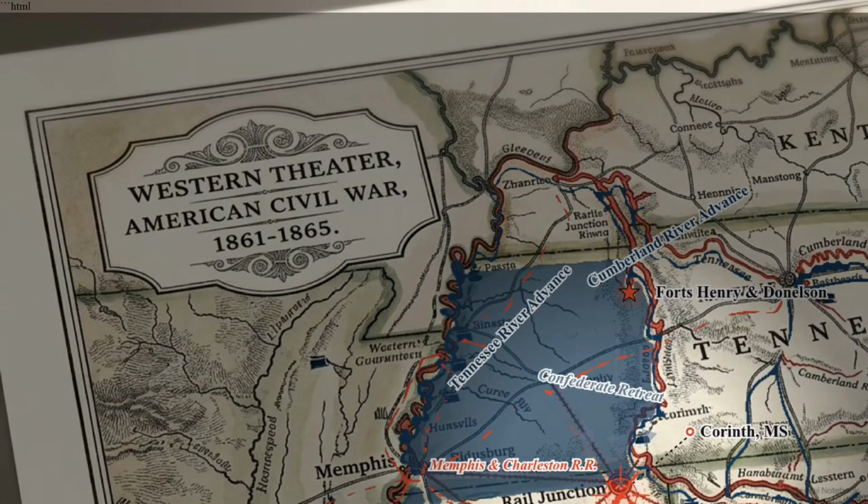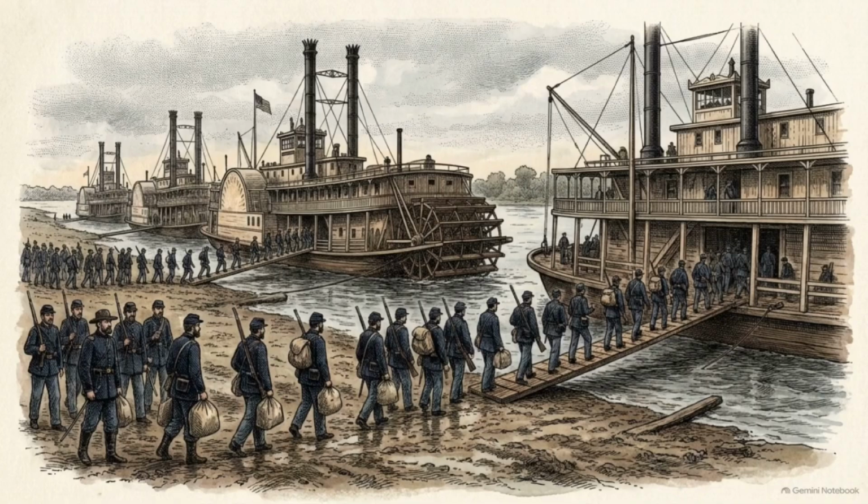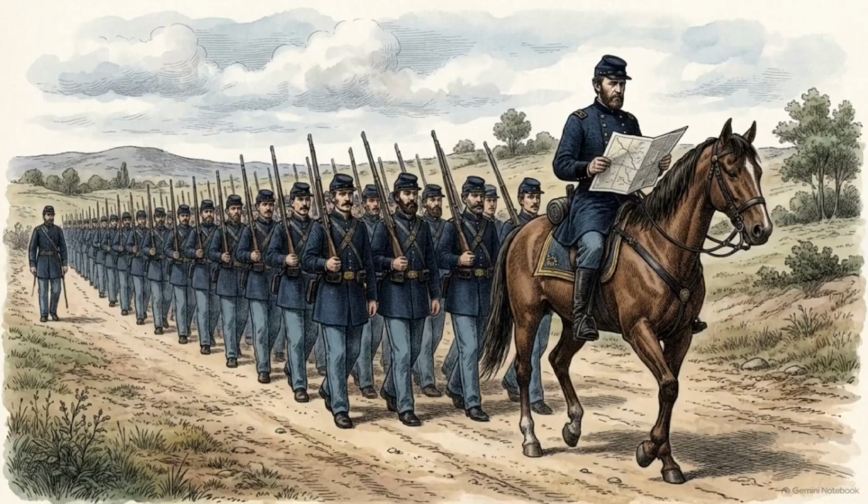2 major railroad lines crossed here, making it the most vital transportation hub in the Western Theater. To threaten Corinth, Grant moved 44,000 troops down the Tennessee River, establishing an encampment at Pittsburg Landing to wait for further orders. He was instructed to hold his position until Major General Don Carlos Buell arrived with 15,000 men of the Army of the Ohio.